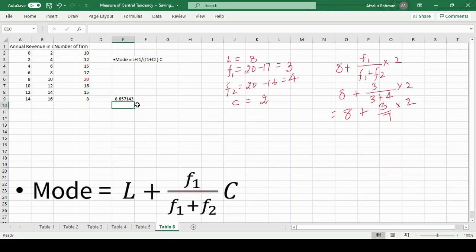This is the mode of the total number of companies. Total number of companies we can easily check here. See, just I selected here, sum is showing the sum. So this is the sum part. So we come to a conclusion that in these 113 companies, maximum number of companies are earning around 8.85 lakh. This is the mode. So mode is clear.